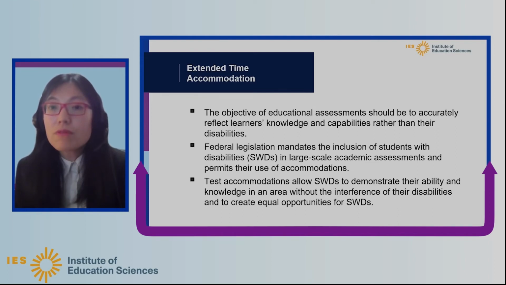The goal of test accommodation is to increase reliability, validity, and the fairness of the scores by removing construct irrelevant measurement error. Test accommodations allow students with disabilities to demonstrate their ability and knowledge in an area without interference of their disability and to create equal opportunities for them.